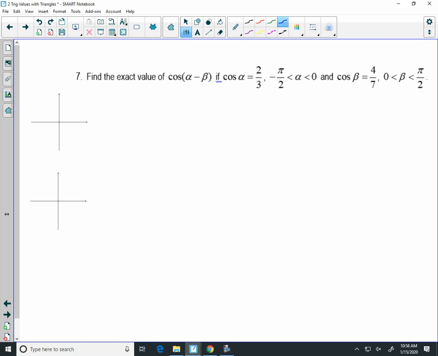Let's finish up with this one, because it's going to have some radicals in it. And then I think we'll do cosine, sine, and tangent of 2 beta tomorrow. Those are pretty easy. Or maybe we'll do those on Friday.